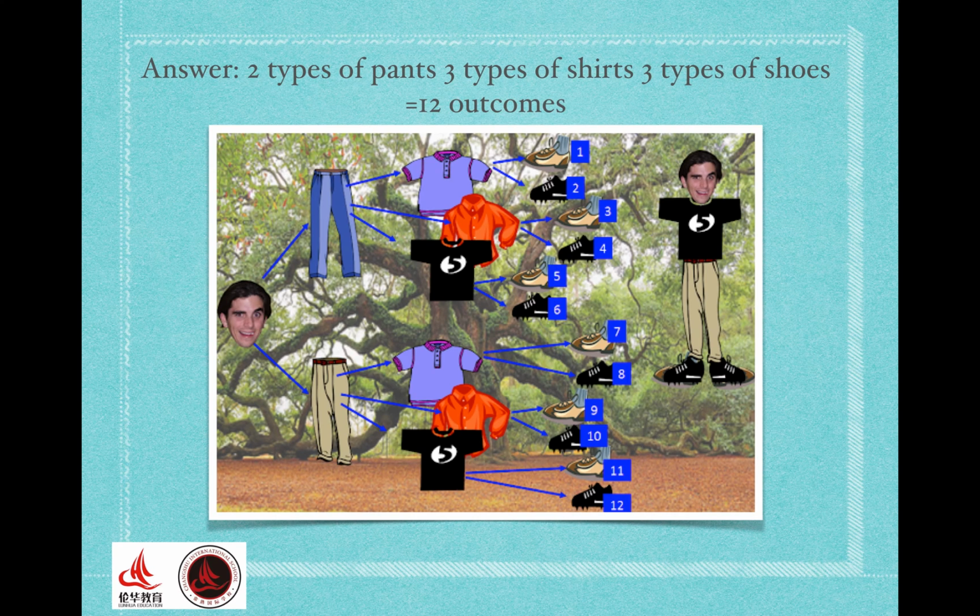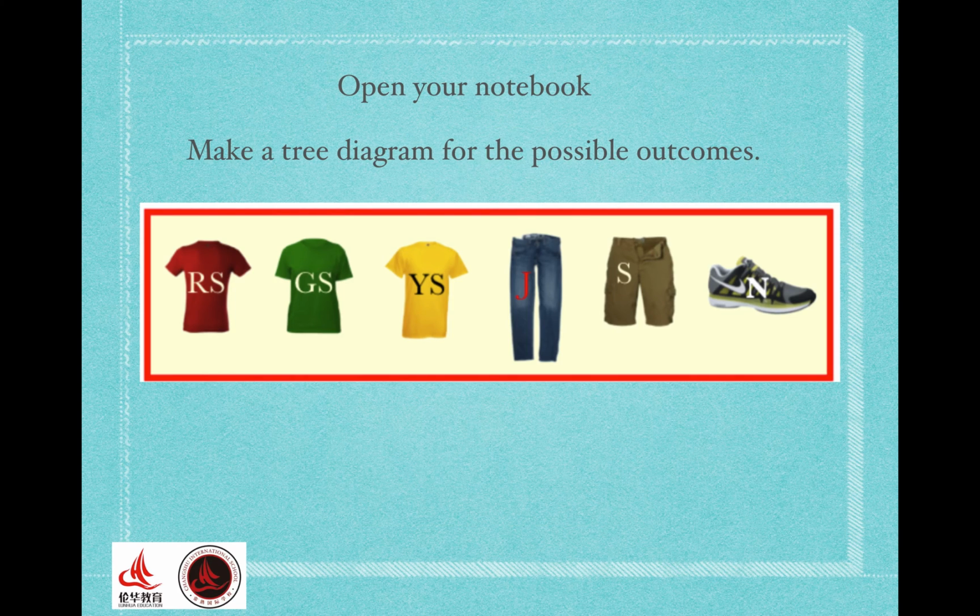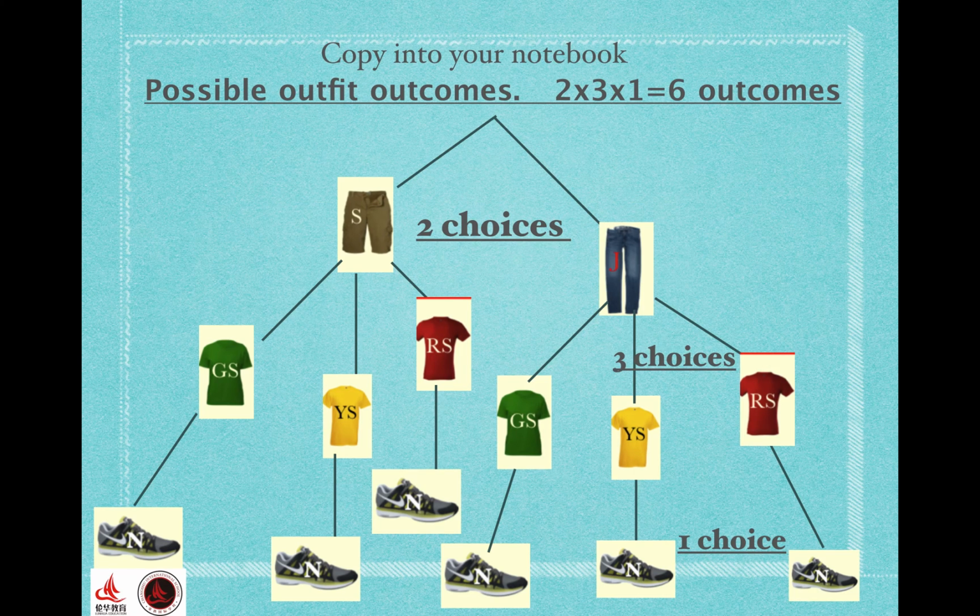You don't have to make your drawing really nice. You can just write red shirt, green shirt, and just draw the branches. Now I'm going to show you the answer, so if you need more time, please pause it. Now this is the answer. We have 2 pants, and then we have 3 different shirts and 1 type of shoe.